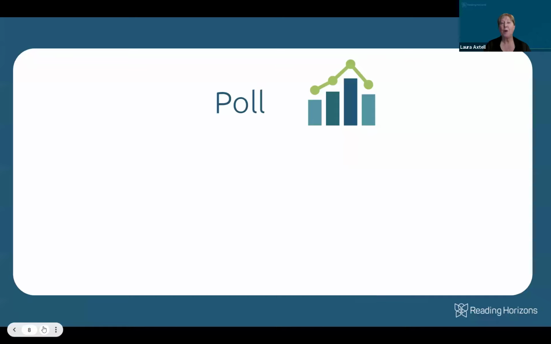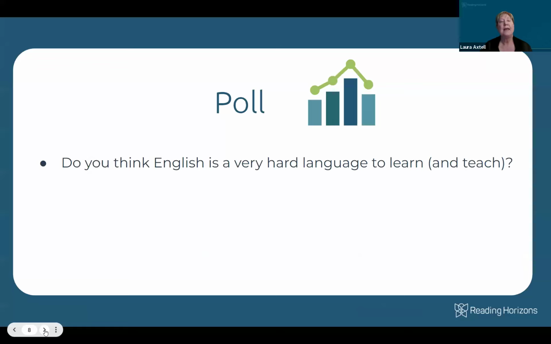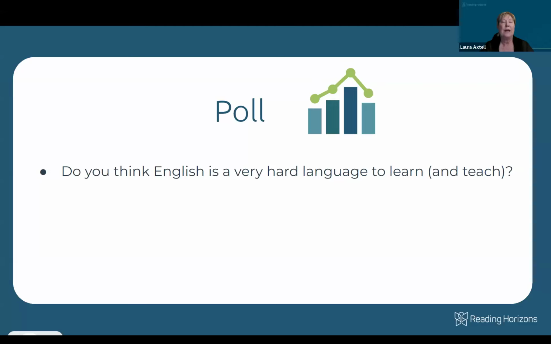So we're going to start by taking a poll. And our first question is, Do you think English is a very hard language to learn and teach? So this is yes or no. Have you found, or have you said, like I did in the past, that wow, English is a really hard language? Yes or no? And let's see what people think. And if you've been doing this for a while, you'll have lots of experience with this.